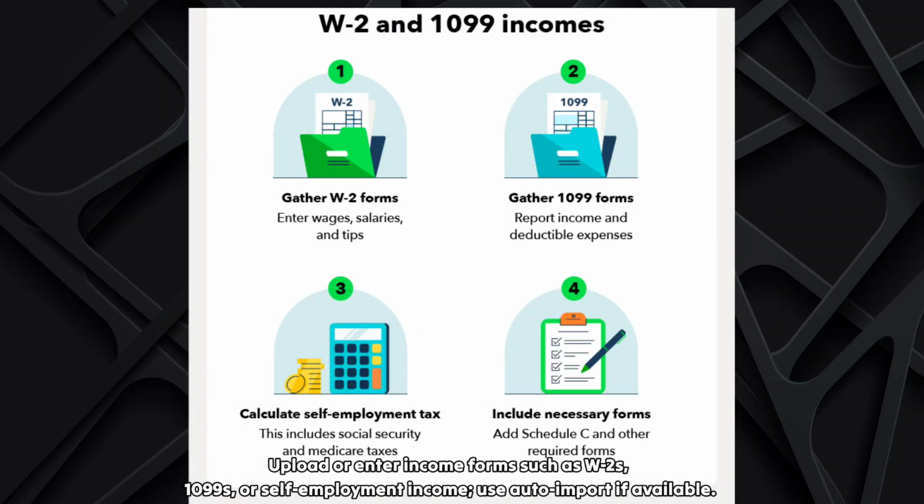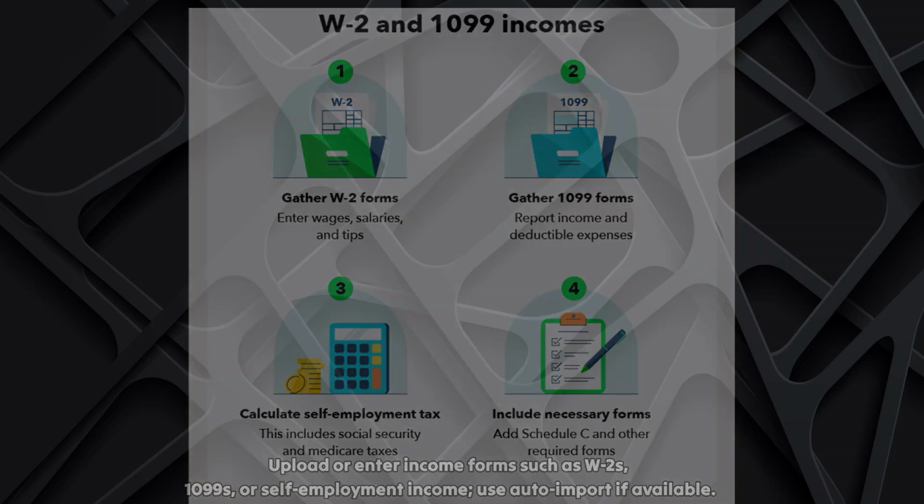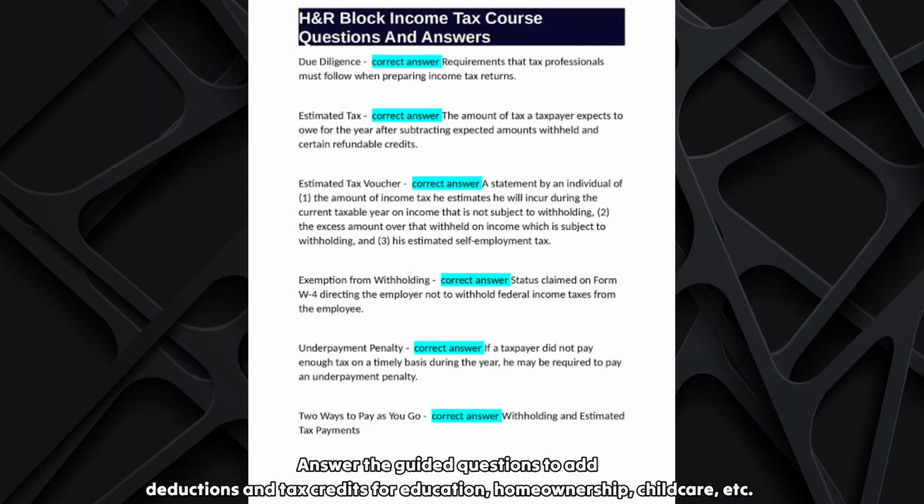Upload or enter income forms such as W-2s, 1099s or self-employment income. Use auto-import if available. Answer the guided questions to add deductions and tax credits for education, homeownership, childcare, etc.